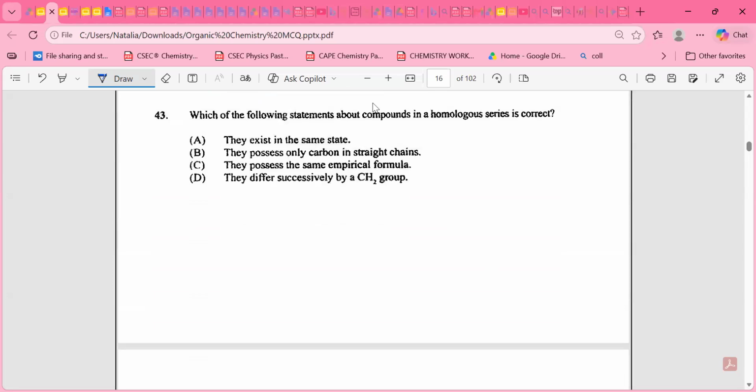Which of the following statements about compounds in a homologous series are correct? They all exist in the same state. That's not true because as the number of carbons increases, they may change state. They possess only carbons in a straight line. That's not true. They possess the same empirical formula. We had already established that that's not correct. So they differ successively by a CH2 group.